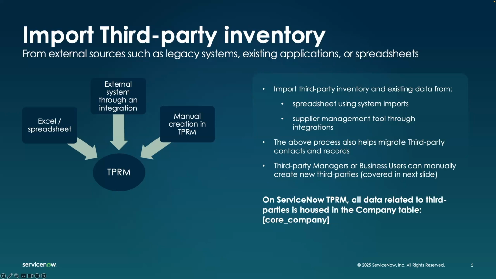Now, beyond the bulk imports, TPRM also allows authorized users, such as the third-party manager, to directly create a new third-party record within the system using the workspace. Now, once the data is all imported through any of these methods, all information related to your third party is consolidated and securely housed within the core_company table.